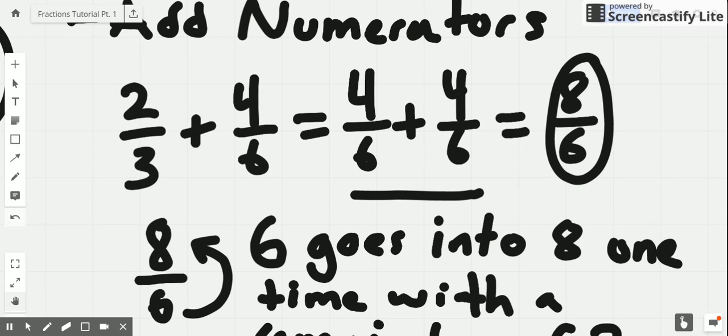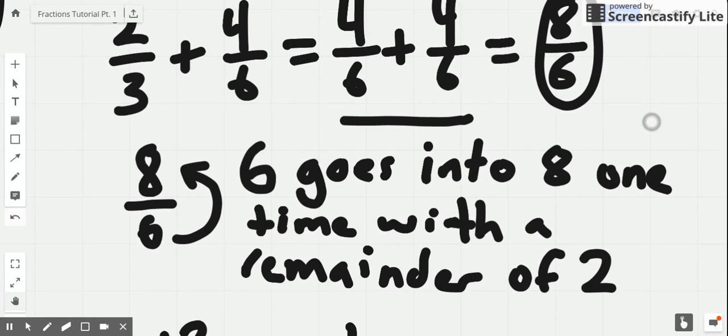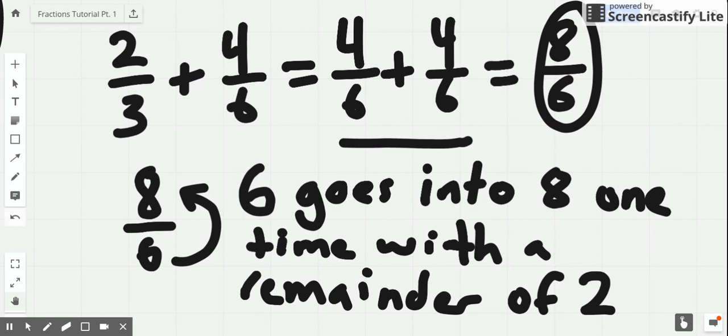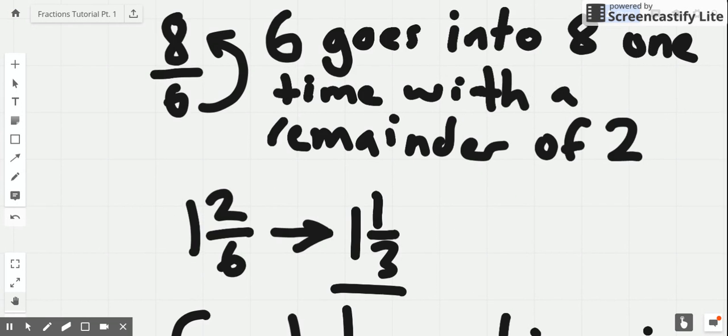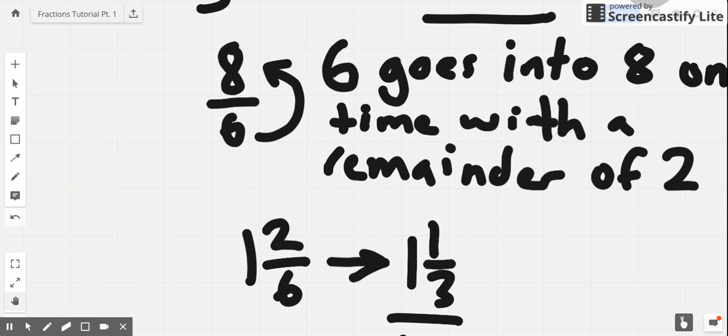So a way to write this correctly, instead of having it improper, is by thinking of how many times the denominator goes into the numerator. So in this case, 6 goes into 8 one time with a remainder of 2. So to write this, we would write a whole number, which would be 1 in this case, since 6 goes into 8 only one time, and a remainder 2 out of 6 of those pie slices we just talked about.